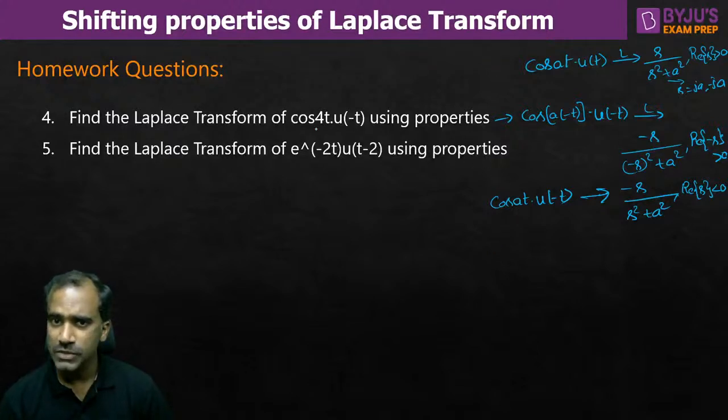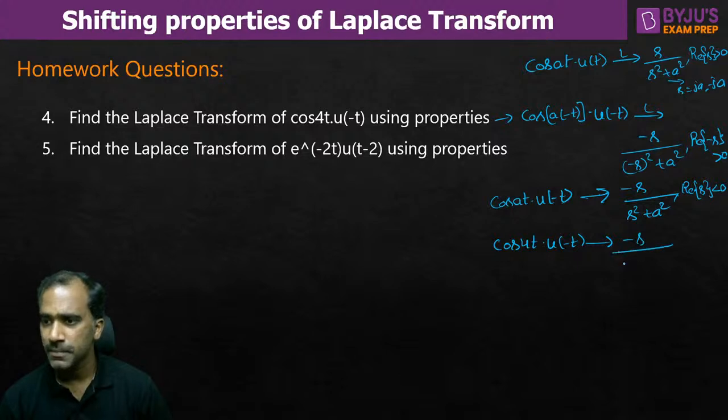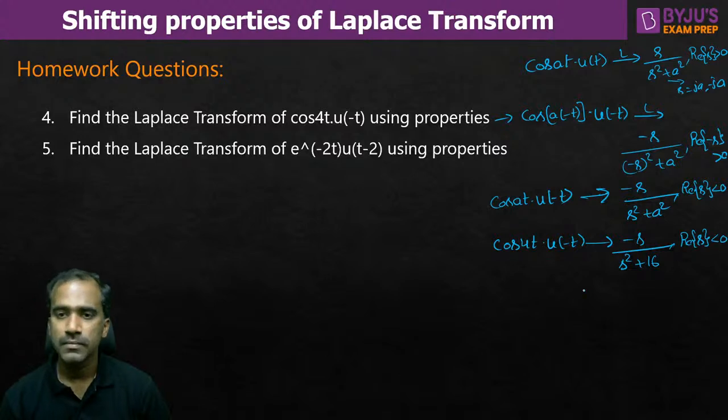Now let's understand this one. This one and this one are the same functions. The only thing is, in place of a we are having 4. Let's substitute a with 4. The Laplace transform of cos 4t into u of minus t is minus s by s square plus a square, where a square is 4 square, which is 16. ROC is real part of s less than 0. That's it.